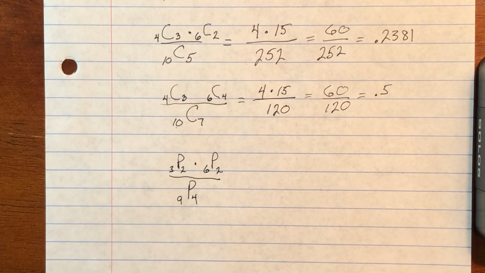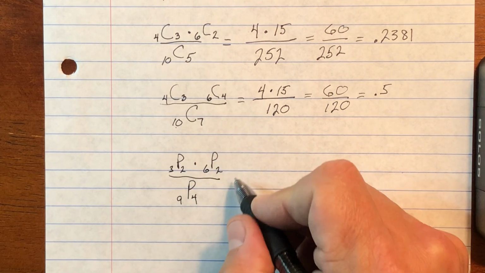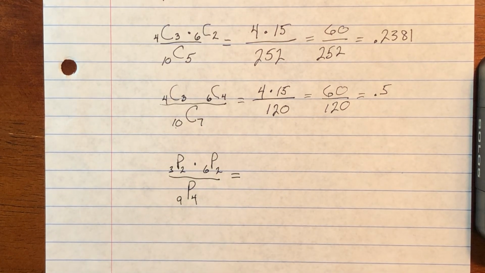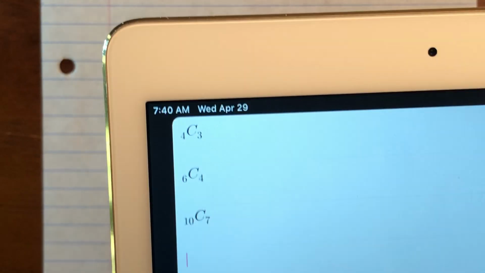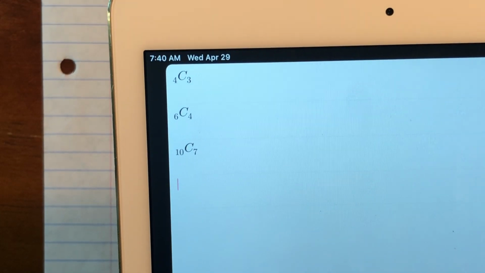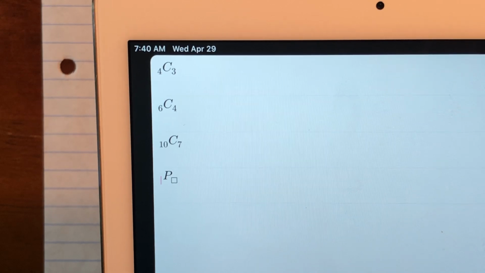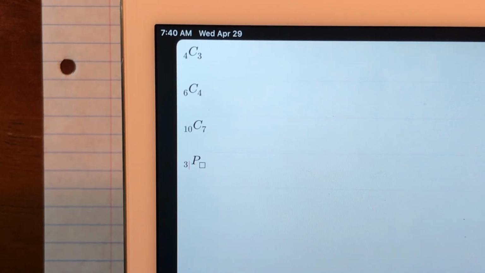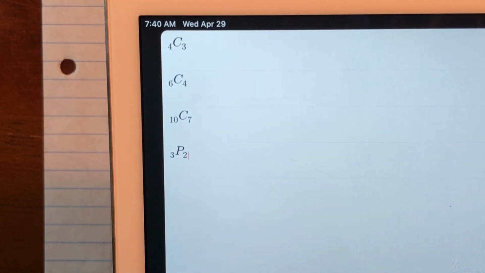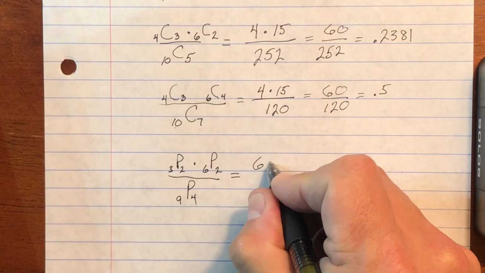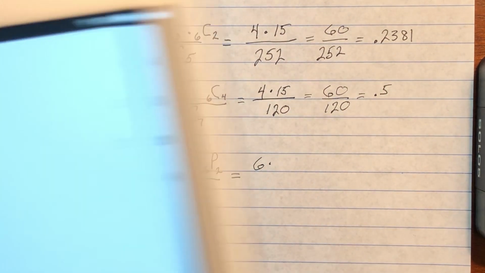So here we go. Same kind of problem as before, but this time order does matter. So instead of doing combinations, we're doing permutations. So here we go. Let's figure this out. We're going to use a permutation of 3 choose 2. And that comes out to 6. Now we're going to do 6 choose 2.